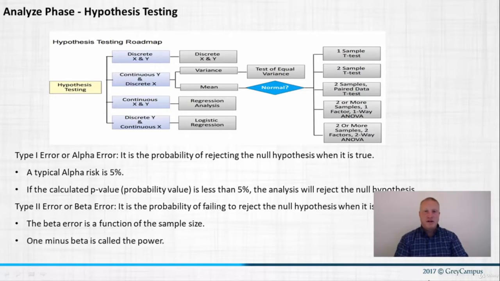The beta risk is all based on sample size, and the typically accepted beta risk is 10%, or 0.10. If we're trying to calculate the power of the test, we're going to use 1 minus beta. If we select a beta value of 0.10, then the power of our test would be 90%.